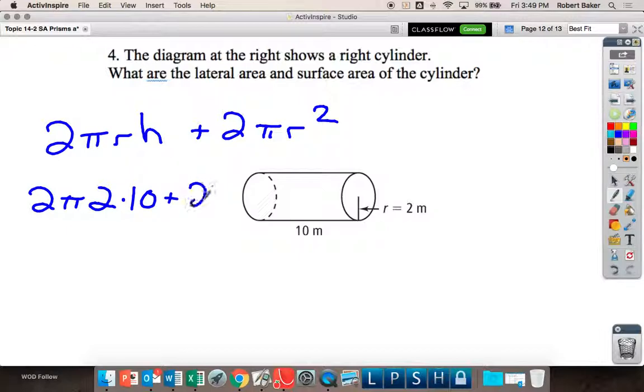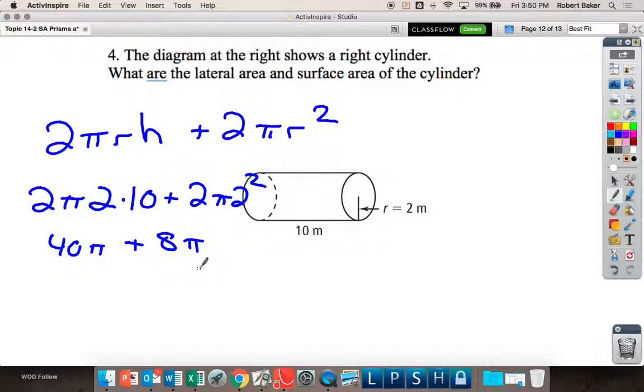Plus. If you do this in your head, 2 times 2 times 10 is 40 pi. That's your lateral surface area. 2 squared is 4. 4 times 2 is 8. 8 pi is the area of the bases. So the total surface area is 48 pi. The lateral surface area is 40 pi.